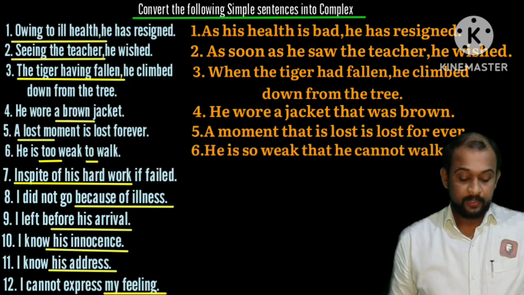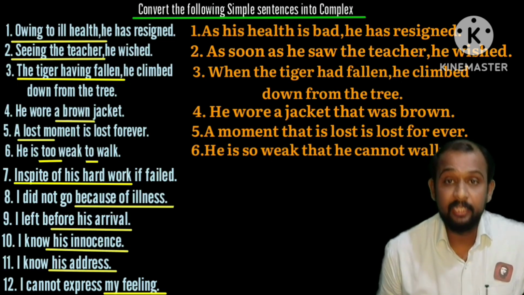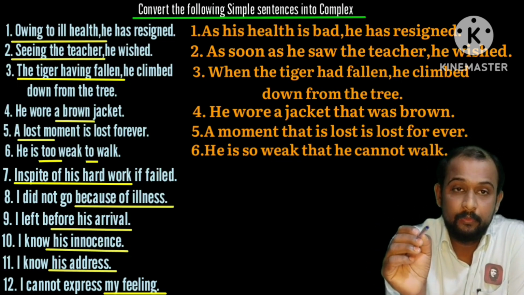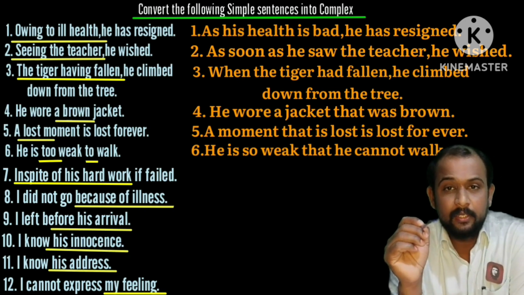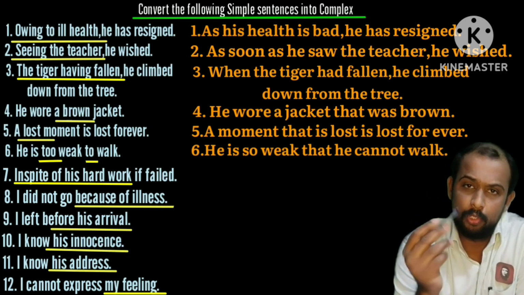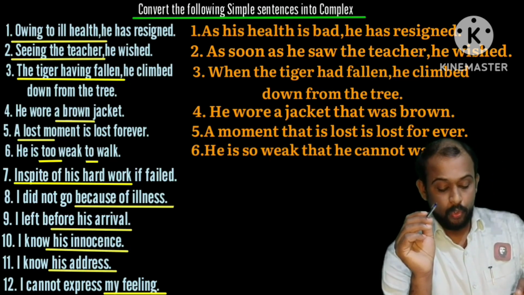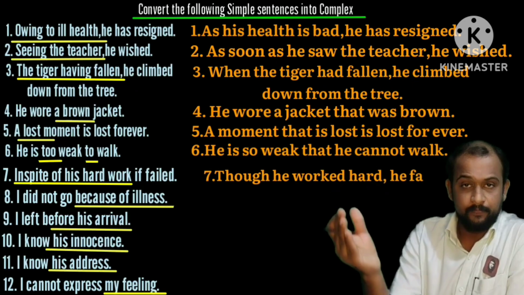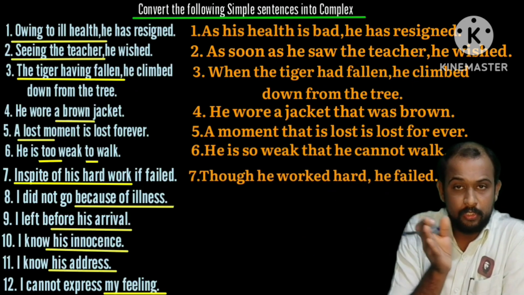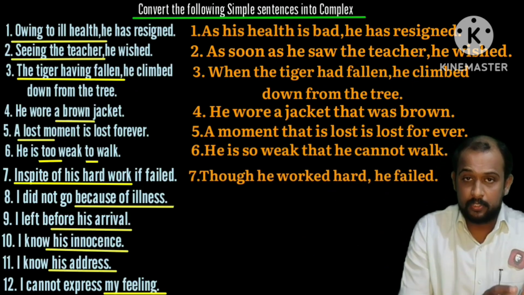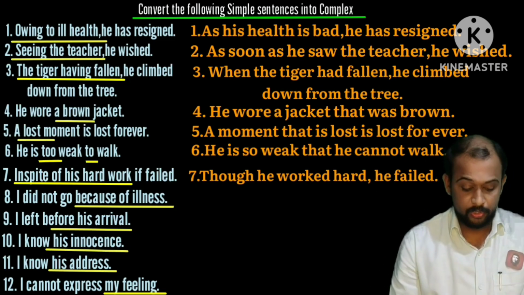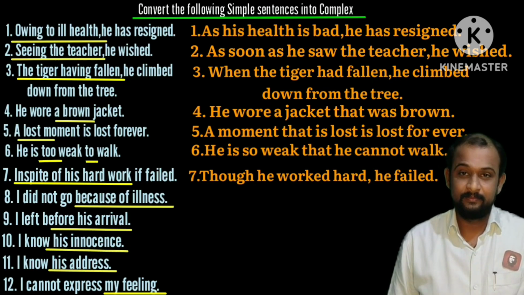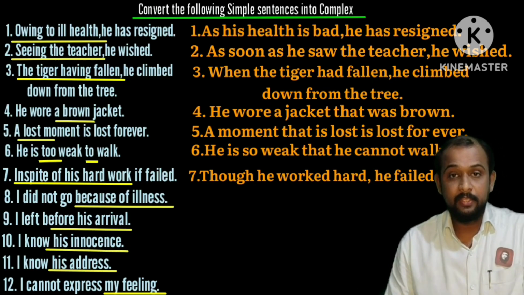See, next one. In spite of his hard work, he failed. When the sentence begins with in spite of, you can use although or though. So here, though he worked hard, he failed. He failed is the main clause, in the past tense. So you have to introduce a clause which should also be in the past tense. See, in spite of his hard work becomes though he worked hard. Though he worked hard, he failed.